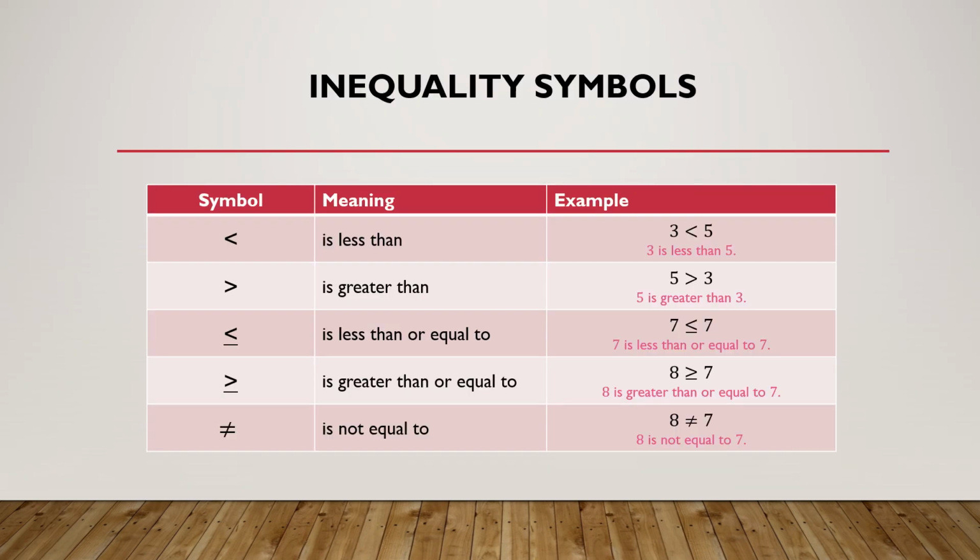The chart depicted here describes each of the signs used to describe an inequality: less than, greater than, less than or equal to, greater than or equal to, and not equal to. As a means of remembering, notice that the symbol always opens up to the larger number, and the underlined symbol indicates that in addition to greater than or less than, the value is also equal to. Examples for each are given.